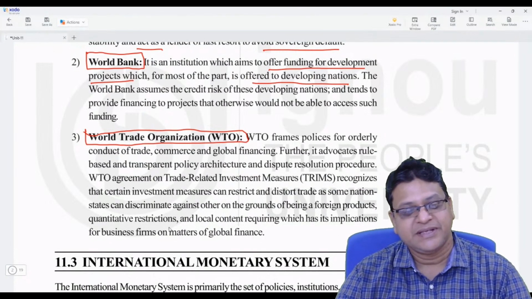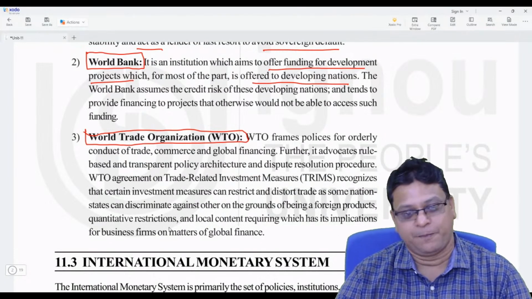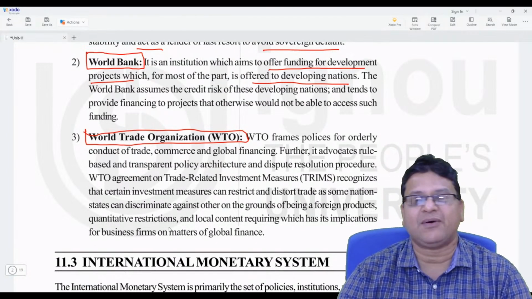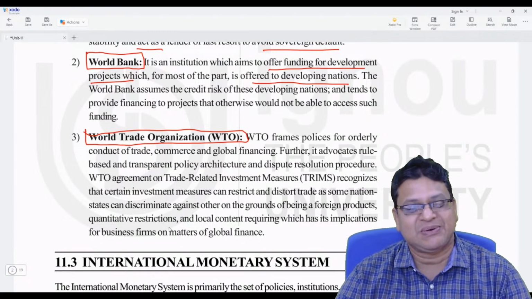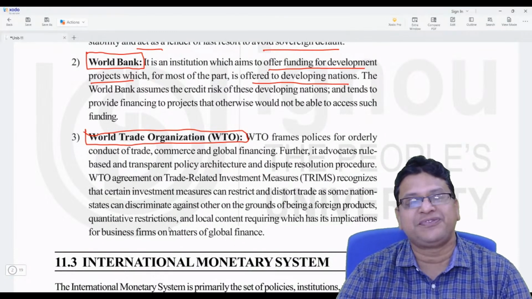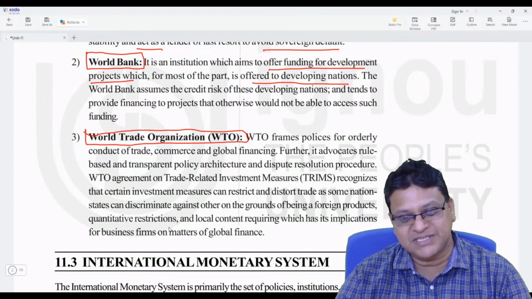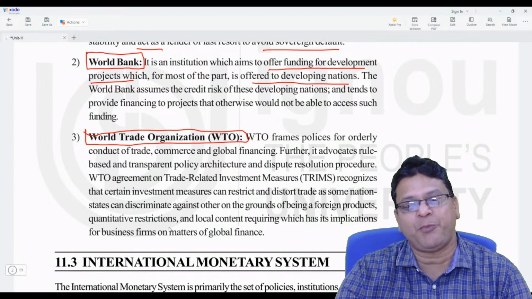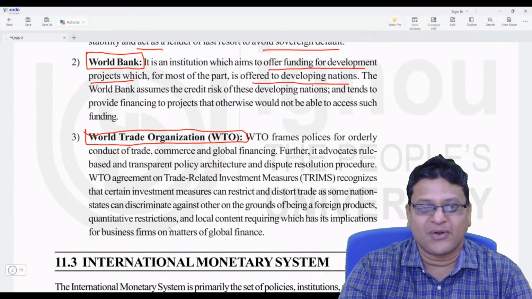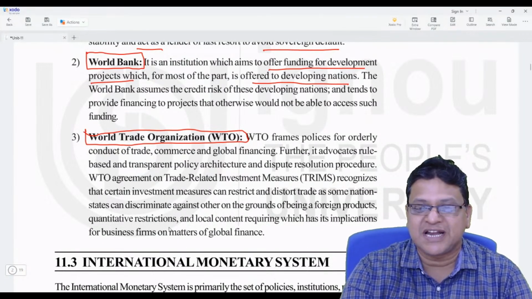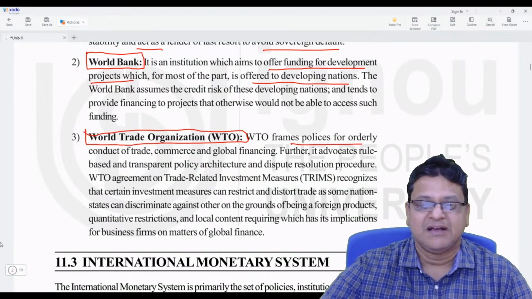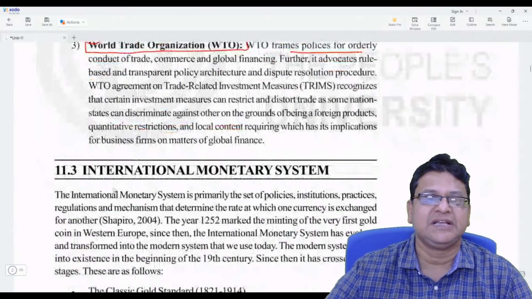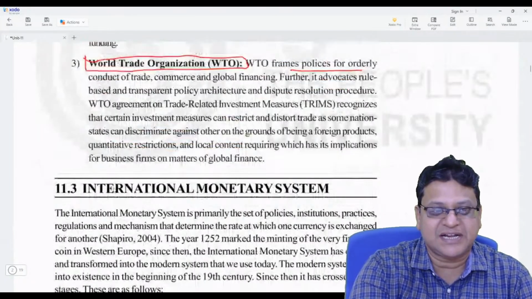The third institution is WTO. So what is WTO? WTO means World Trade Organization. It is an organization which is created to frame rules and regulations for international trade. So WTO frames policy for orderly conduct of international trade.